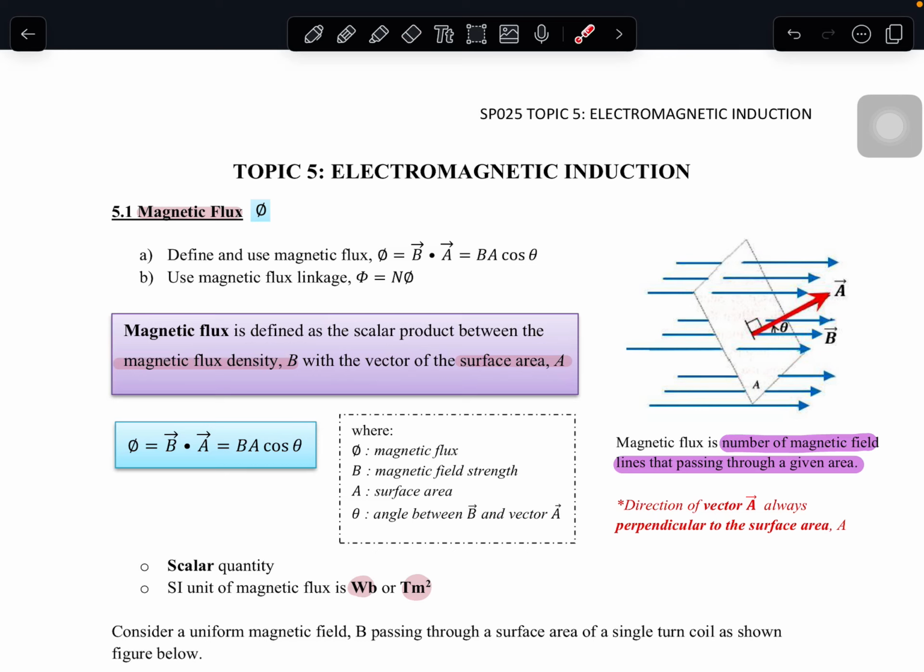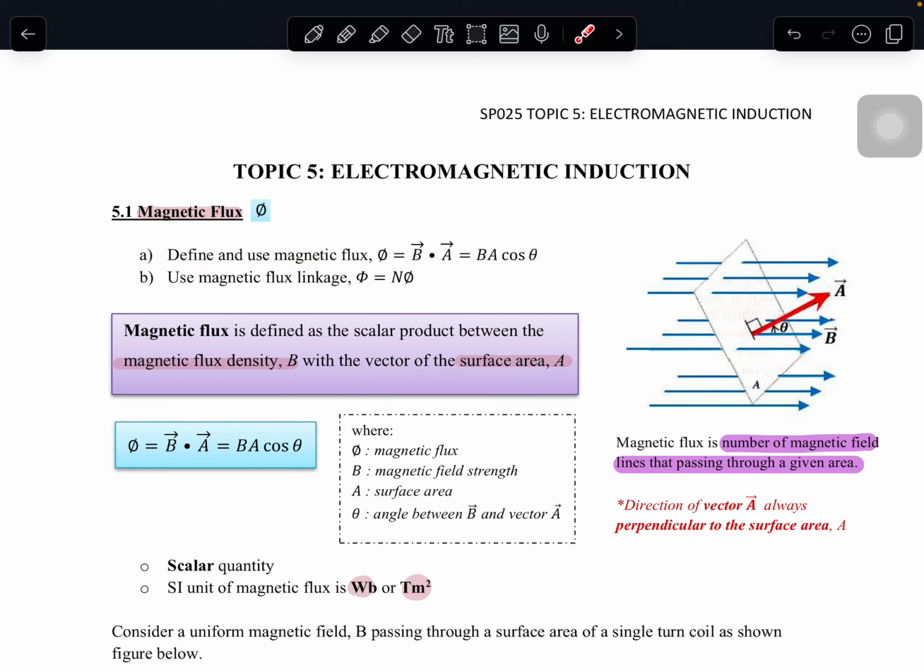Assalamualaikum. So this week we are going to proceed to the next topic, topic 5, electromagnetic induction. In this video, I'm going to explain the first subtopic, which is magnetic flux. So we are going to look at two concepts here. The first concept is about magnetic flux, the second is magnetic flux linkage.